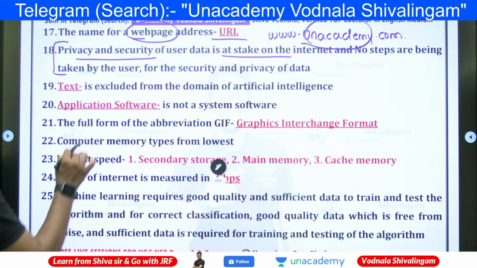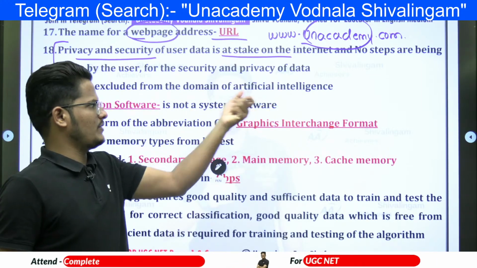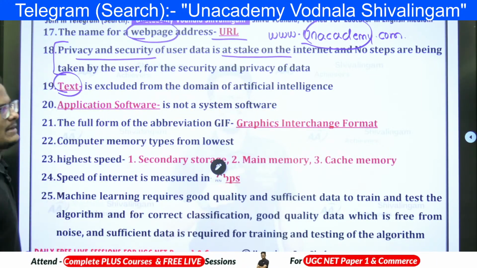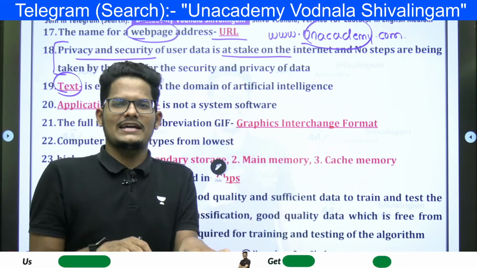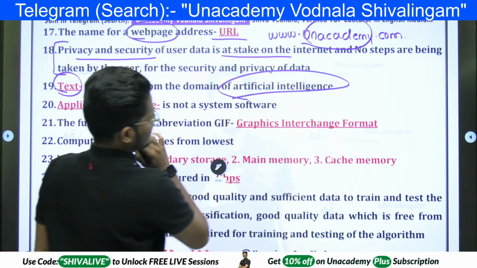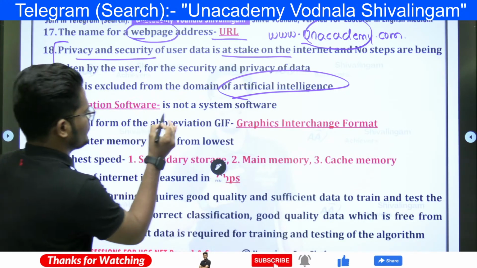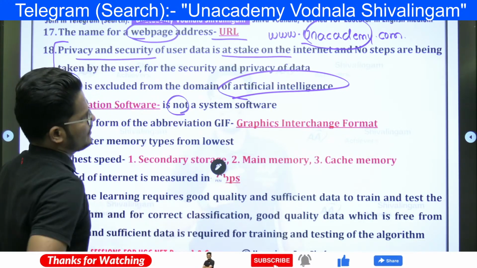Right. Next, text is excluded from the domain of artificial intelligence, because text is just something that we can type, like a message, but it cannot be dealt with by artificial intelligence. Next, application software is not system software.